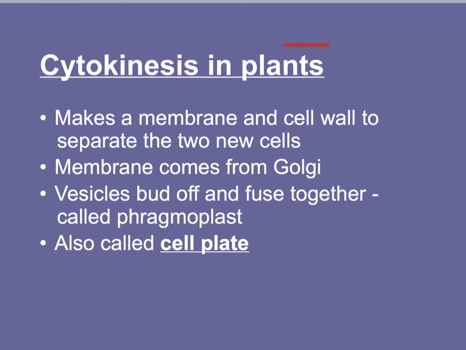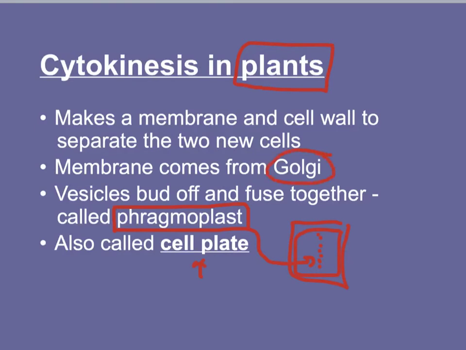In plants, it's a little bit different because plants can't do that cinching in. Plant cells are very different, right? They have that cell wall, and they also have a cell membrane. And what happens when we make two new daughter cells is a cell membrane has to actually form between the two. And just importantly, it's called a phragmoplast. That term comes up in standardized exams, and that's just something you need to know. It's also called the cell plate, and that's what actually makes a membrane between the two new nuclei that have formed. And where does that membrane come from?